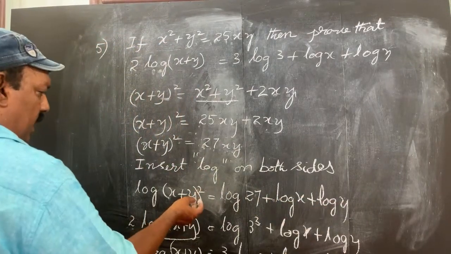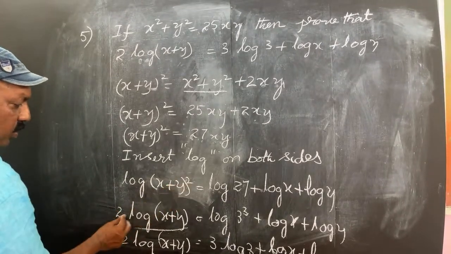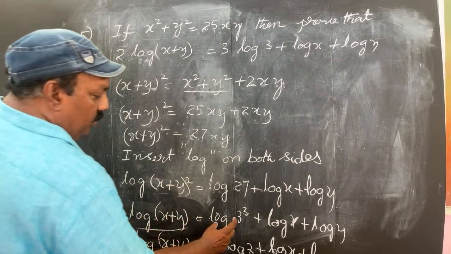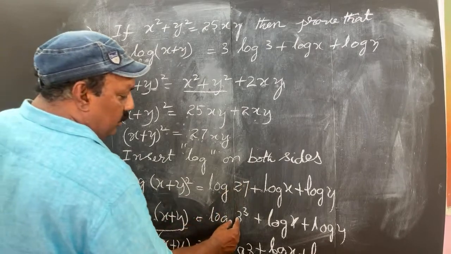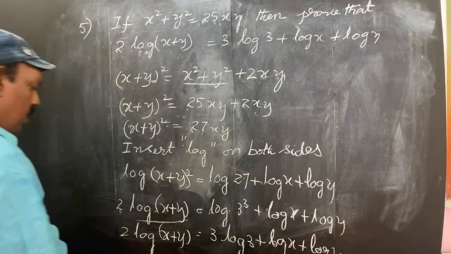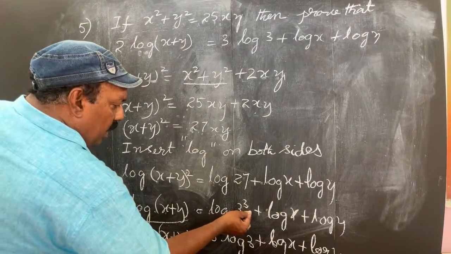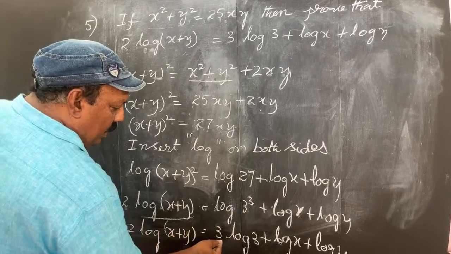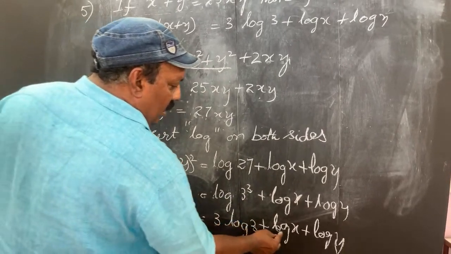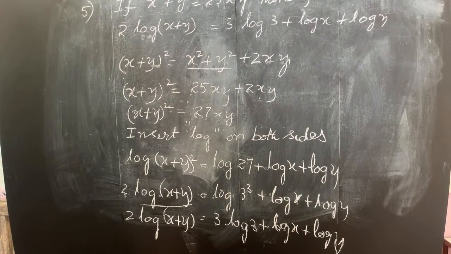Now, according to formula number 3, the exponent will become the coefficient. So 2 log (x plus y) is equal to, 27 we can write as 3 cube, log 3 cube, and log x and log y. Now finally 2 log (x plus y), the exponent became the coefficient, 3 log 3, log x and log y. This is the solution of sum number 5. Now sum number 6 will go.